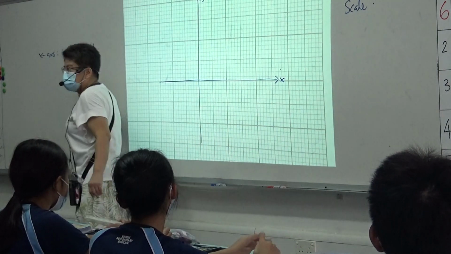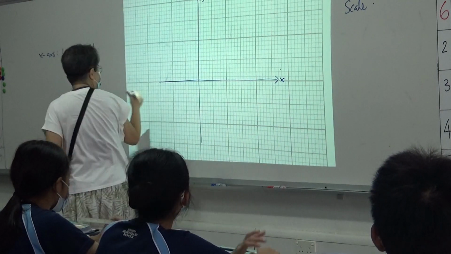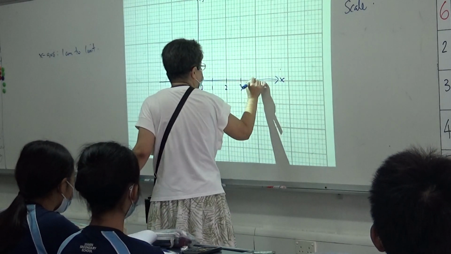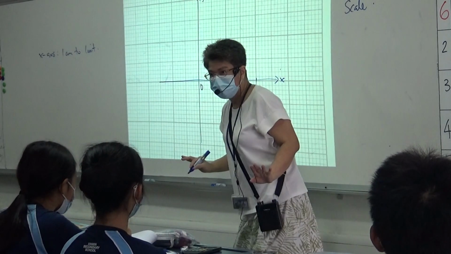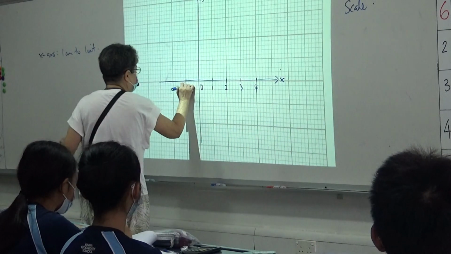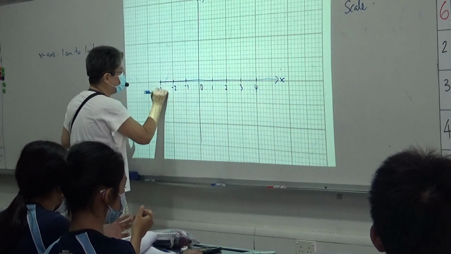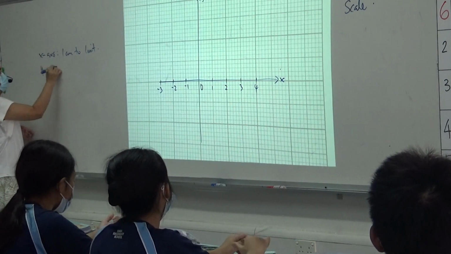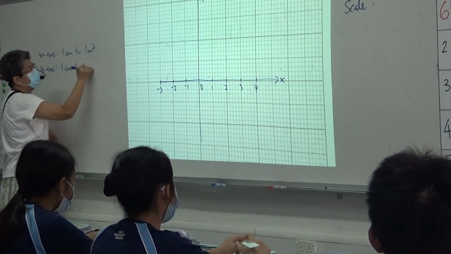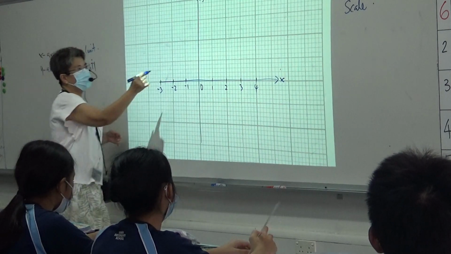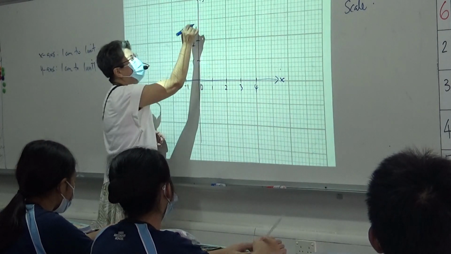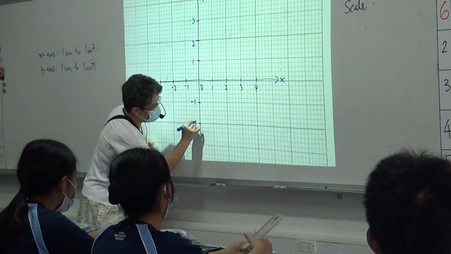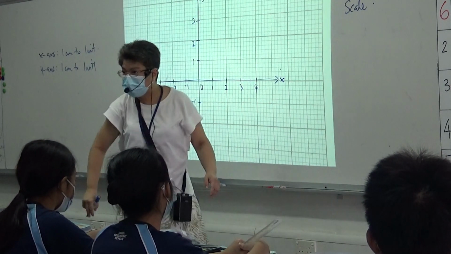Look at the x-axis. What's my scale? 1 cm, 1 unit. So 0, 1, 2, 3, 4, and so on. Understand? This will be what? -1, -2, -3, and so on. Now, what about the y-axis? It is also 1 cm to 1 unit. I will have 1, 2, 3, -1, -2, -3, and so on.